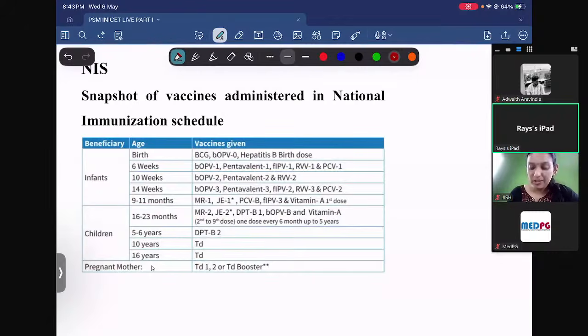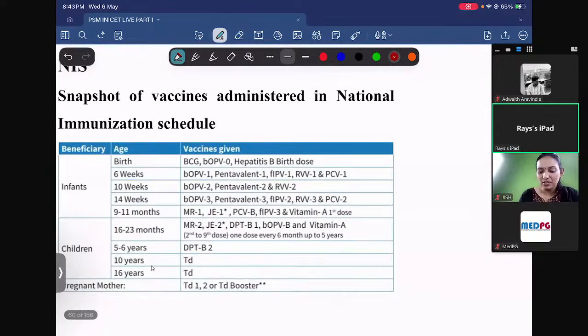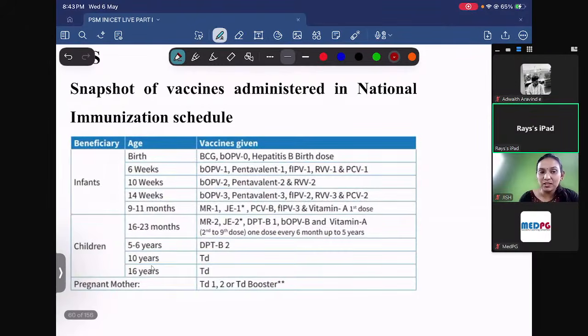National immunization schedule: all the vaccines administered in the national immunization schedule, the dose, everything is important. So you need to study the schedule. What are the beneficiaries under the national immunization schedule? You have infants, children, and the pregnant woman. Pregnant woman, let's finish it off first.